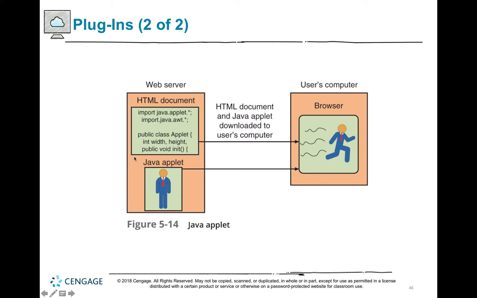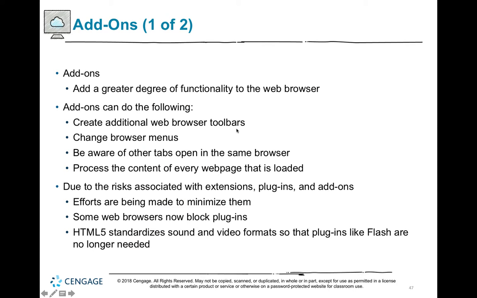Here's a little animation. You've got the HTML document, the typical HTML, and you've got the Java applet. The browser will take both inputs and display your website plus whatever that Java applet does, so it runs the Java applet. Some things add-ons can do: they can create additional browser toolbars, change menus, be aware of other tabs open in the same browser, and process the content of every web page that's loaded.